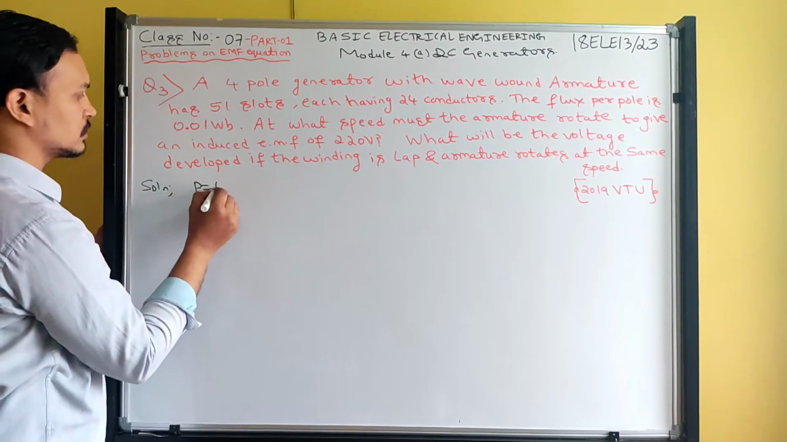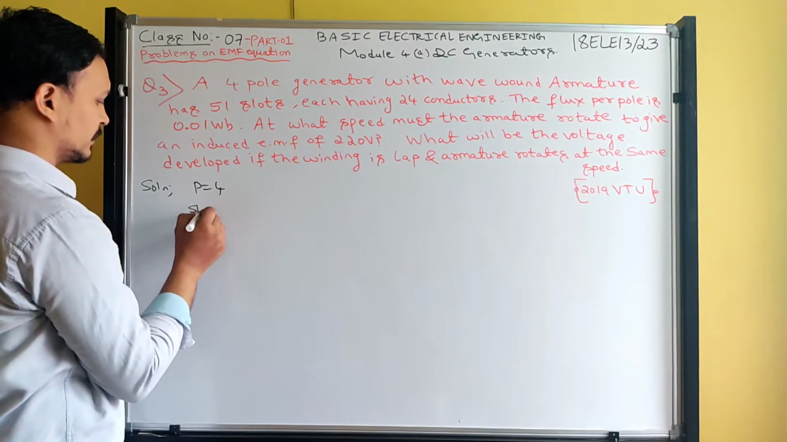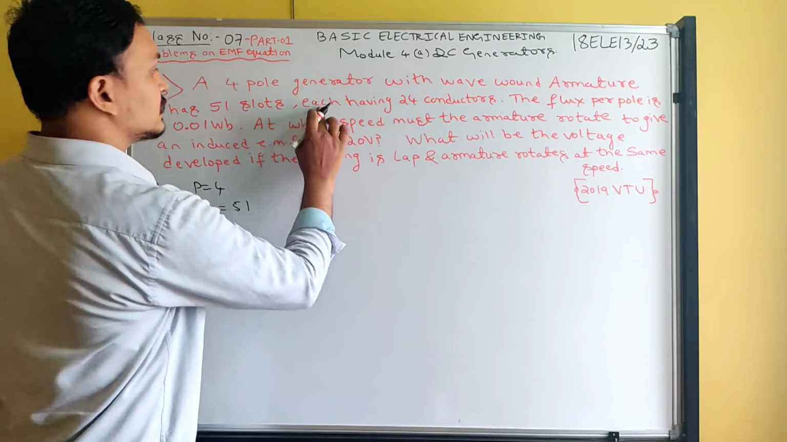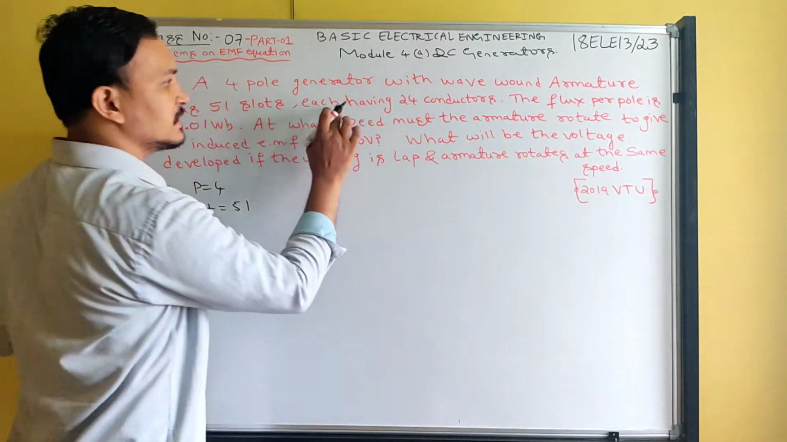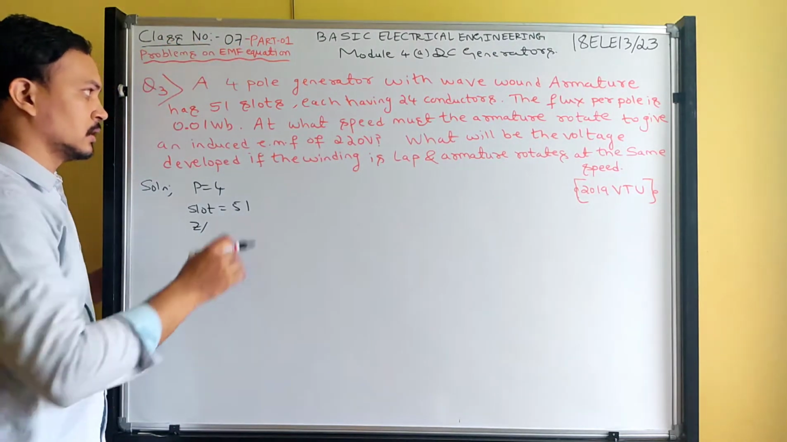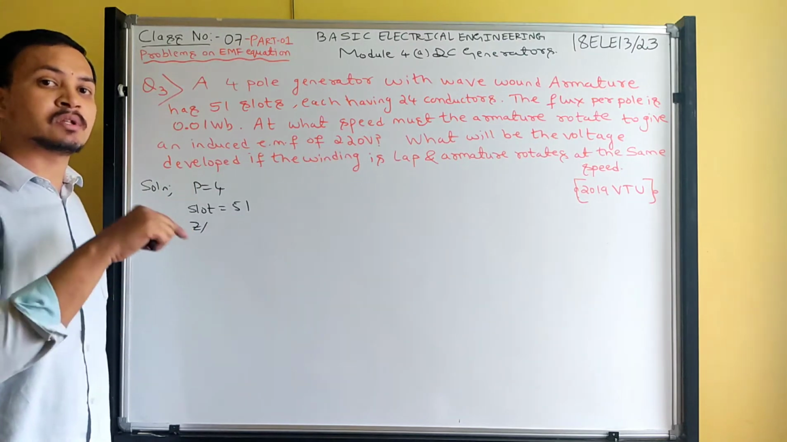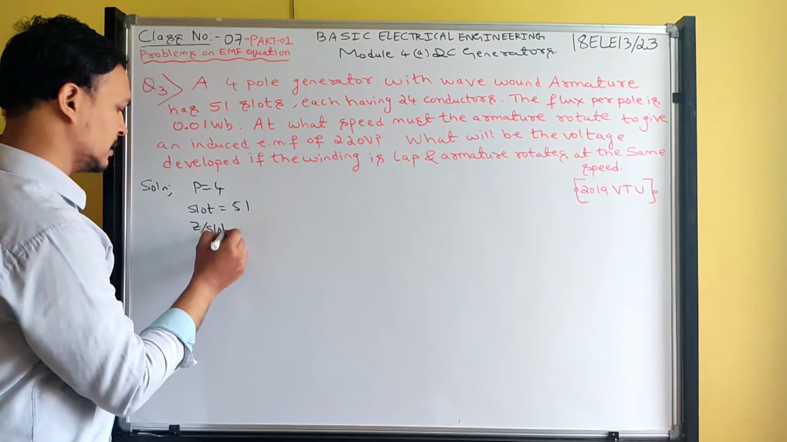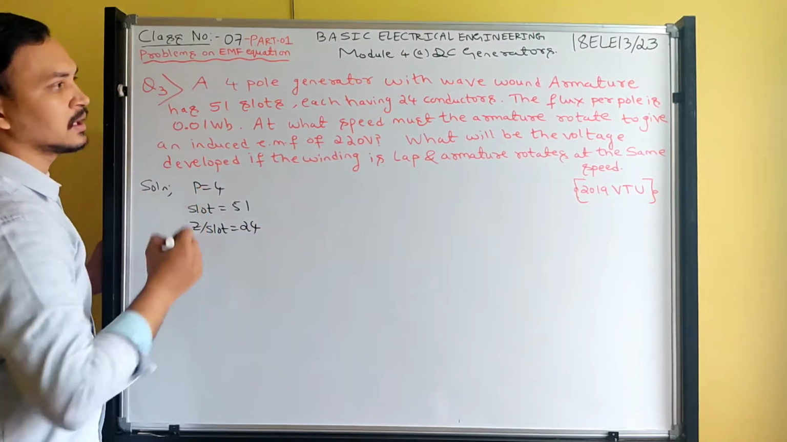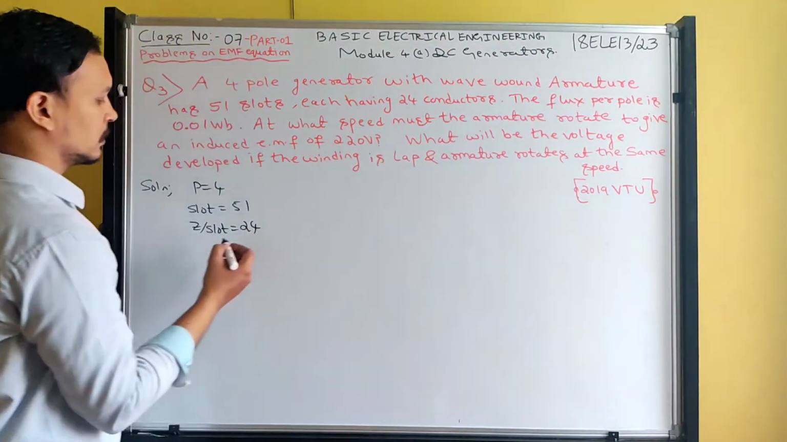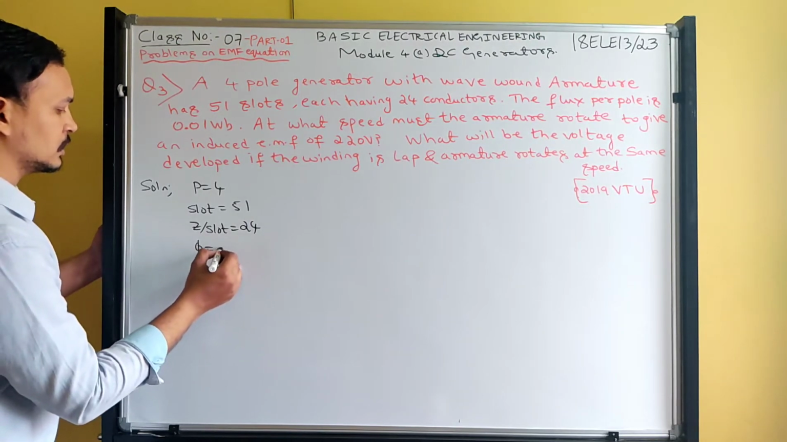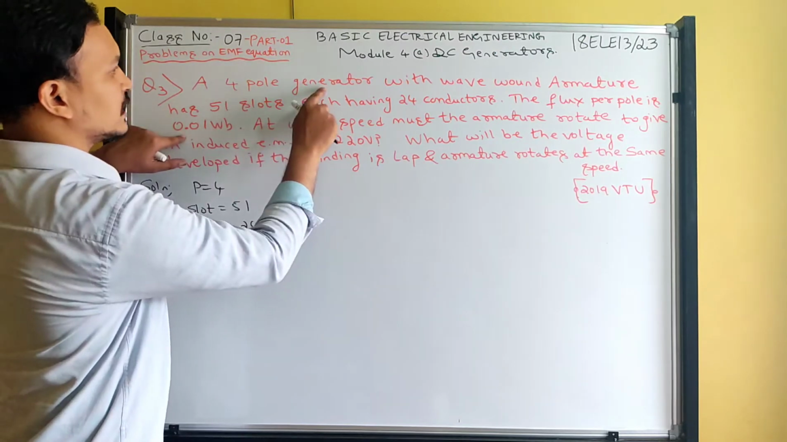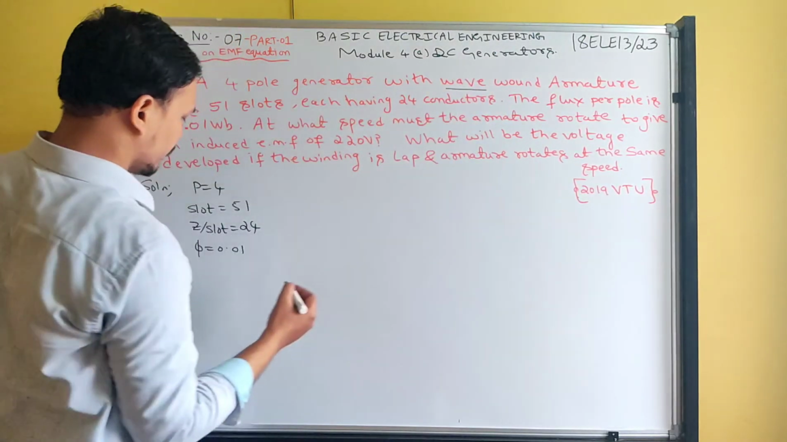How many poles? 4 poles. How many slots? 51 slots. Each slot has 24 conductors. There are 51 slots, and in one slot there are 24 conductors. So I am writing conductors per slot 24. The flux per pole is 0.01. They have given a 4-pole generator with wave-wound armature.